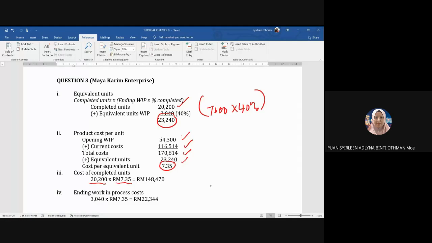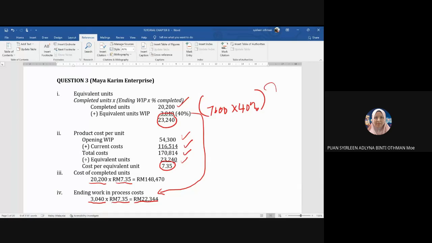Ending work in process. This is your ending work in process unit. Bawa je ke sini. So ending work in process unit ialah 3,040. Okay. Lepas tu kita punya costing masih RM7.35. Saya tak boleh asing ikut direct material and conversion cost. It's not given in the question. So terus kira sekali. One shot. Okay. So you akan dapat 22,344. Ini untuk question 3.